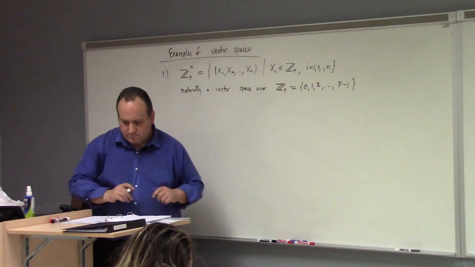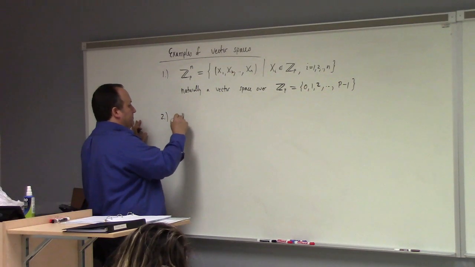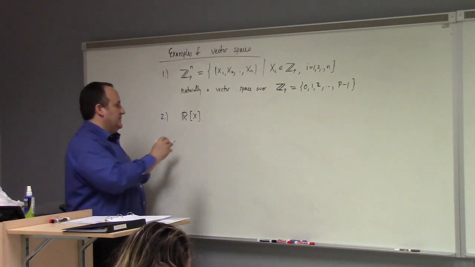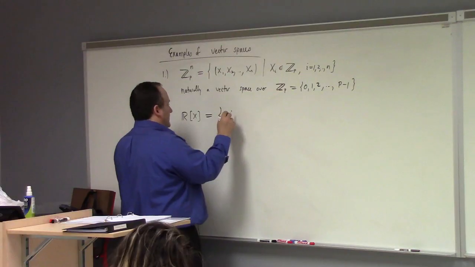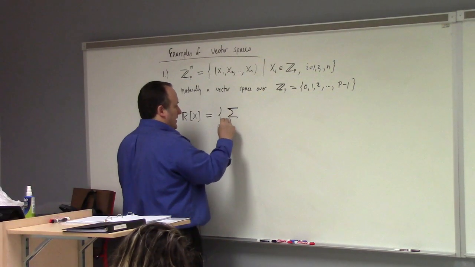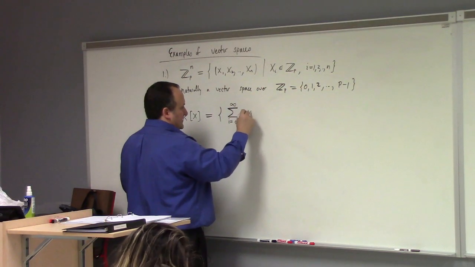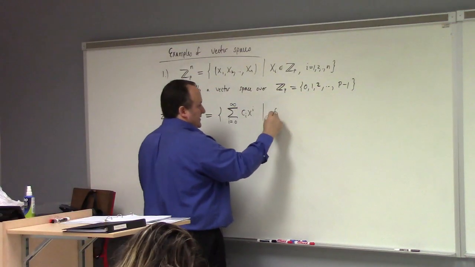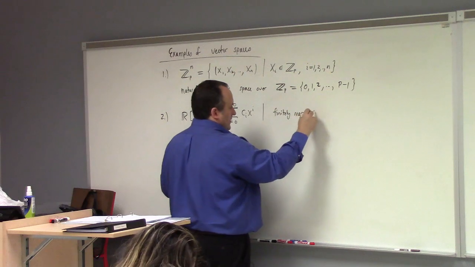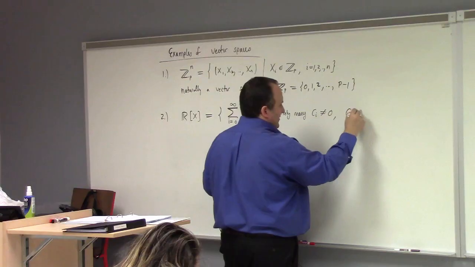Another one, I could talk about R bracket x. And this is the set of, let's write it this way, the sum i equals 0 to infinity of c sub i x to the i, such that finitely many c sub i are not equal to 0. And here c sub i are elements of the reals.